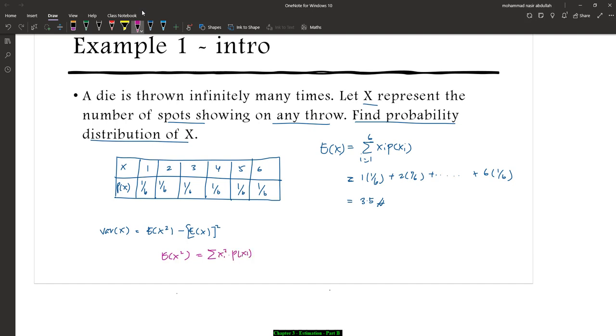This is i from 1 to 6. Right, so this should be 1 to the power of 2 times 1 over 6, plus 2 to the power of 2 times 1 over 6, plus, until 6 to the power of 2 times 1 over 6. So this should be equal to how much? Can you calculate for me?